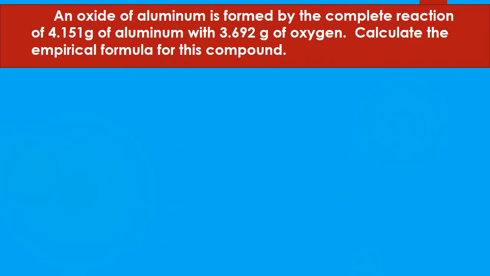In the second example, we have an oxide of aluminum which is formed by the complete reaction of 4.151 grams of aluminum with 3.692 grams of oxygen. And we're asked to calculate the empirical formula of this compound. So we're given grams, we're not working with percentage, so we're given a specific amount of grams of each element, aluminum and oxygen. Again, we list our mass.